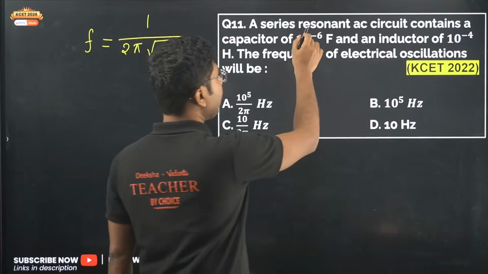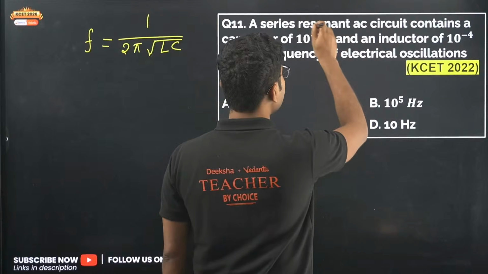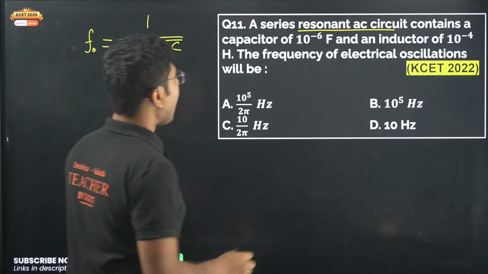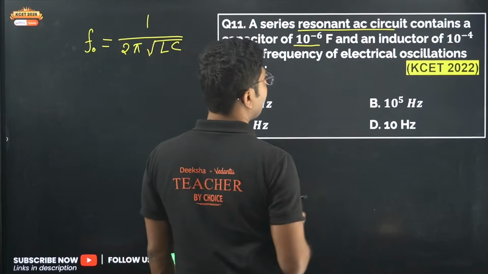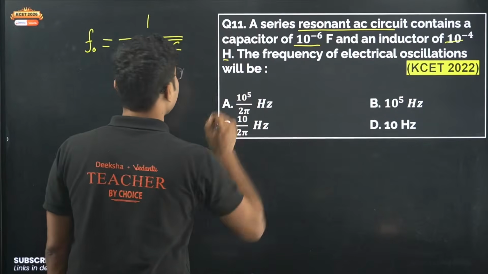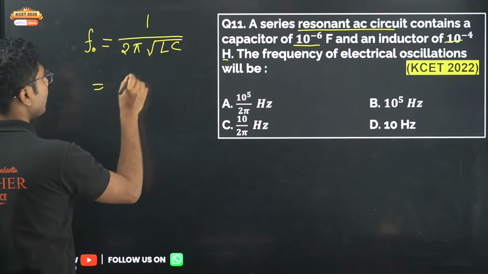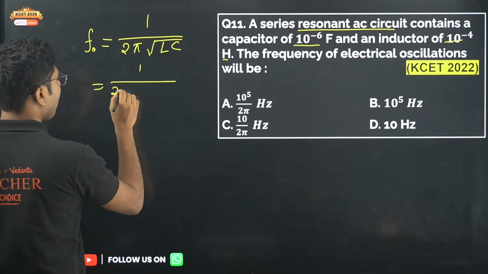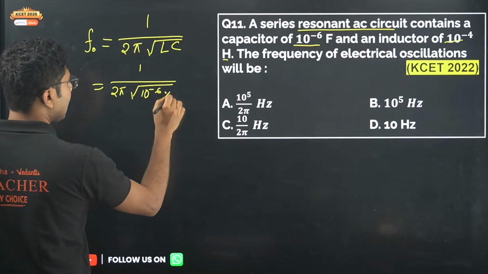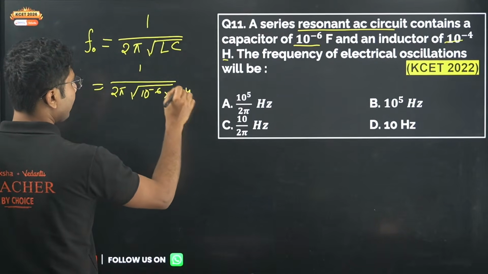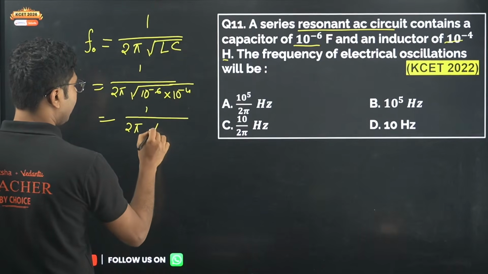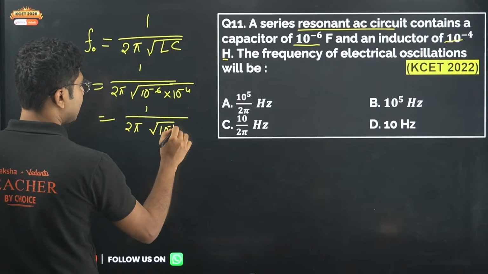Okay, so resonant frequency, resonant AC circuit is mentioned here. This is the resonance frequency formula. The capacitor is given as 10 to the power of minus 6 farad, and the inductor is given as 10 to the power of minus 4 Henry. So we just need to put those values over here and we get 1 upon 2 pi square root of 10 to the power of minus 6 into 10 to the power of minus 4, and that will be 1 upon 2 pi square root of 10 to the power of minus 10.